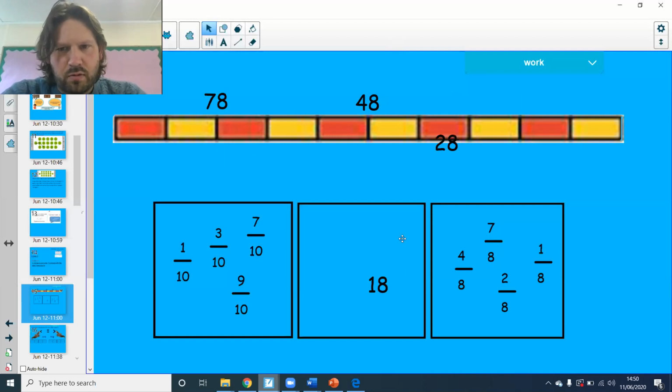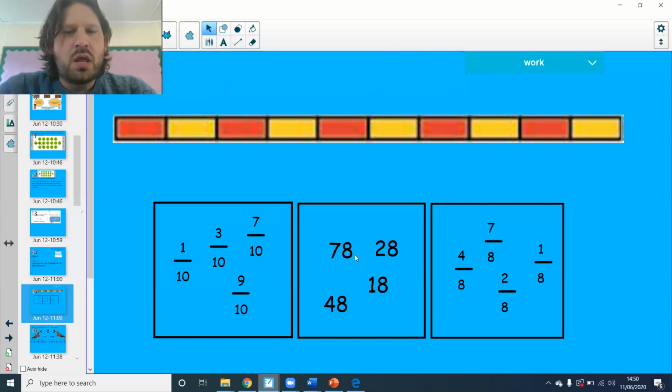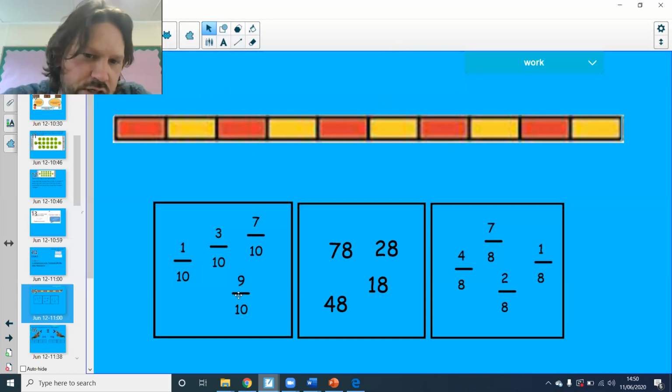Now, I'm going to move these back, and you get the idea. This next task, we are going to order fractions. We are using tenths for this box, and we're using eighths for this box. So, what you can do on your paper is you can draw a number line. You don't have to use the physical one, but I have been.